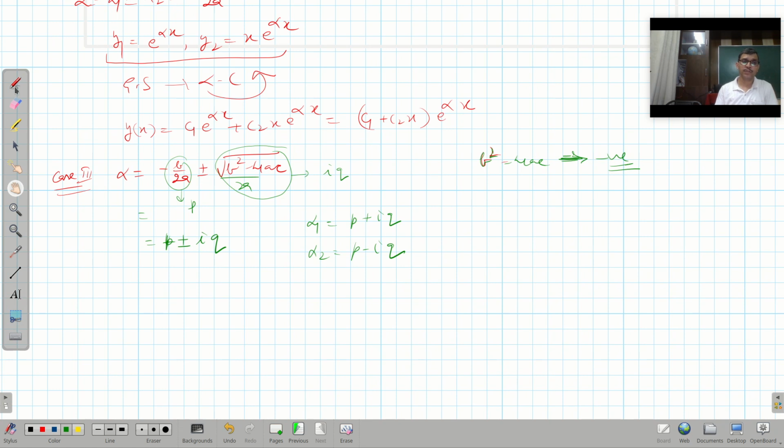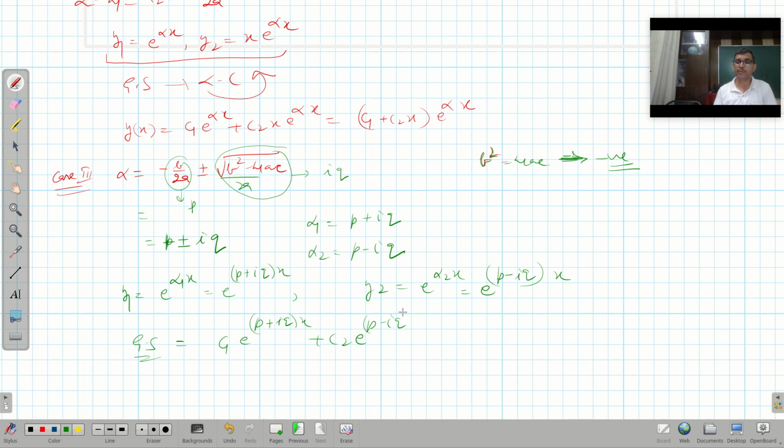Therefore the solution can be written as y1 is equal to e raised to power alpha 1 x, so it can be written as e raised to power (p plus iota q) x. Similarly, y2 can be written as e raised to power alpha 2 x, and it is equal to e raised to power (p minus iota q) x. So therefore the general solution is basically a linear combination of these two. So it can be written as c1 e raised to power (p plus iota q) x plus c2 e raised to power (p minus iota q) x, and it can be further simplified.